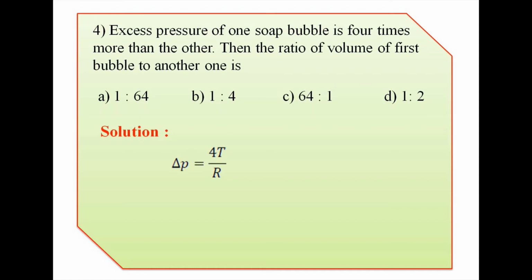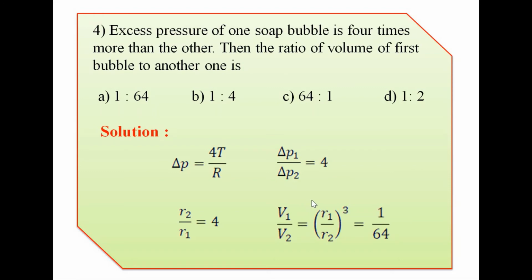Pressure delta P is equal to 4T divided by R. Taking the ratio of their pressures, delta P1 divided by delta P2 is simply 4. Taking the ratio of their radii, R2 divided by R1 is simply 4. Taking again the ratio of their volumes, first to second bubble, V1 divided by V2 is equal to R1 divided by R2 bracket raised to cube. Putting the values, we get the ratio 1 divided by 64. That means option A is correct. Let's see the next objective.